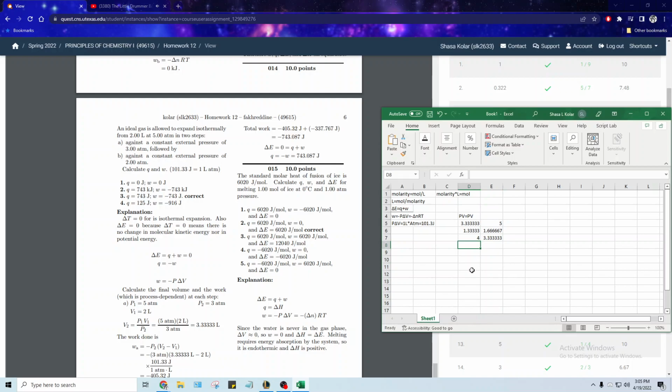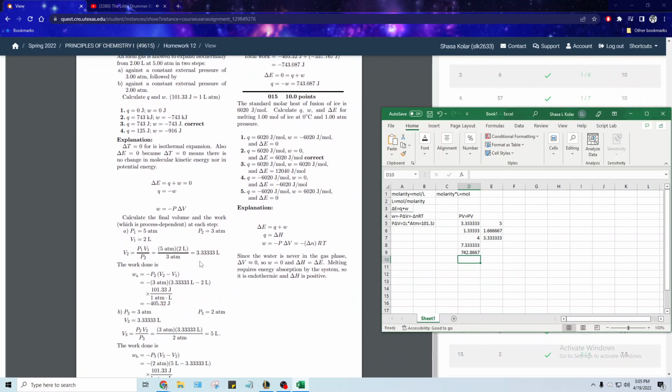So we're just going to add these together, and then we're going to multiply them by 101.3 to find the number of joules. So that's the right answer.